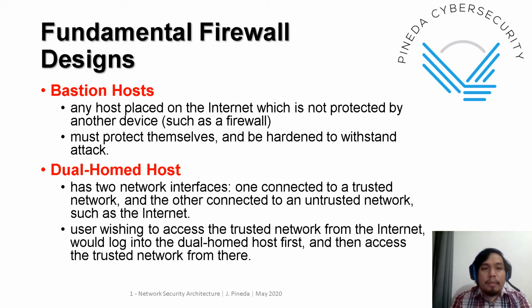Now, some of the fundamental firewall designs. The first one is the bastion host. It's any host placed on the internet which is not protected by another device, so it must protect itself and be hardened to withstand attack. That's the bastion host. And then we have the dual homed host. It has two interfaces, one connected to the trusted network, which is usually the corporate network, and the other connected to an untrusted network such as the internet.